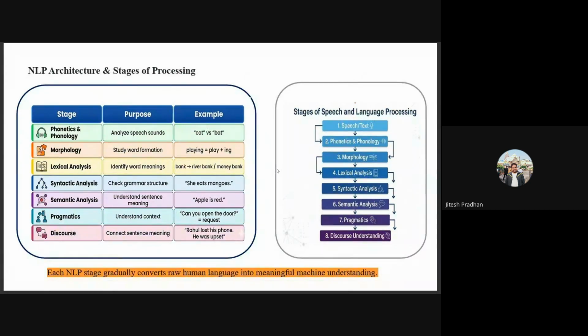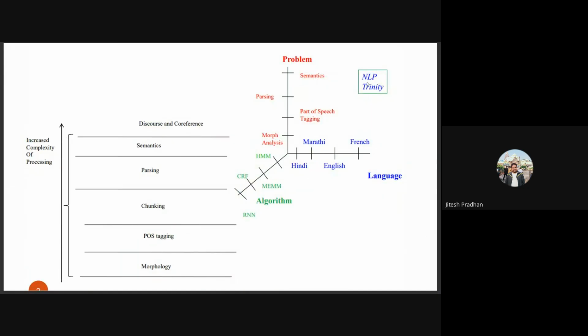Okay, now let's start with the NLP Trinity problem. First, we need to try to understand this NLP Trinity problem. We have language, we have algorithm, we have problem. So these are called the NLP Trinity. You can choose anything. You can choose French, you can do semantic analysis using CRF or using RNN. So it will be a form like this. You will put a dot everywhere. You can do parsing in Marathi language using hidden Markov model. You can do morphological analysis in Hindi, let's say, via MEMM.